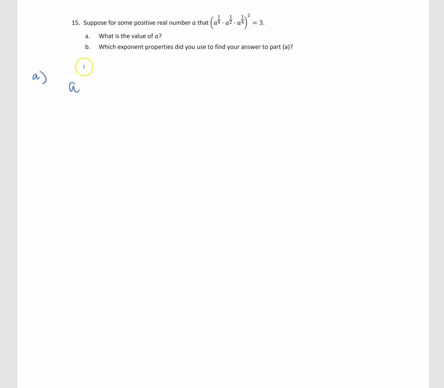We have a to the power of 1/4 times a to the power of 1/2 times a to the power of 1/4, and that's all squared, equals 3. So inside the brackets here, what we have is all the same base and multiplied together. So that means that we can add the exponents. So we can rewrite this as a to the power of 1/4 plus 1/2 plus 1/4, squared.